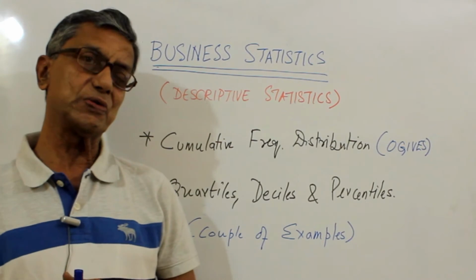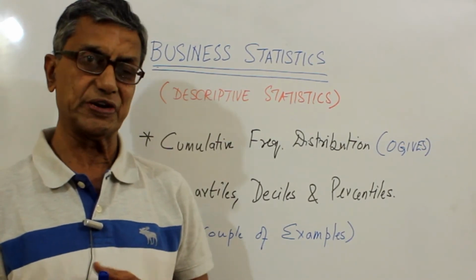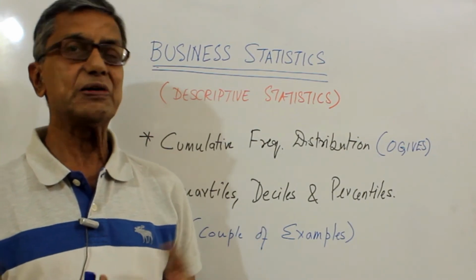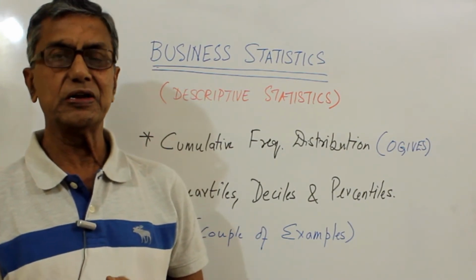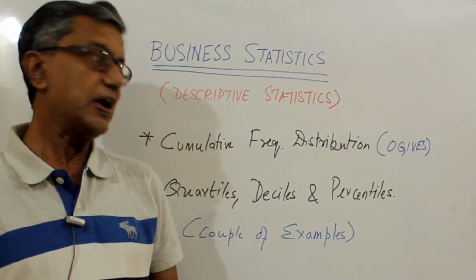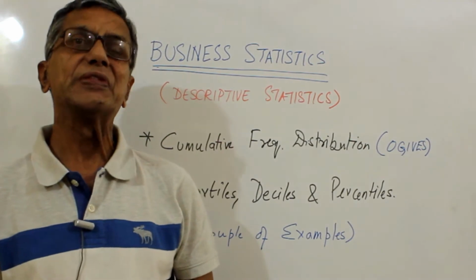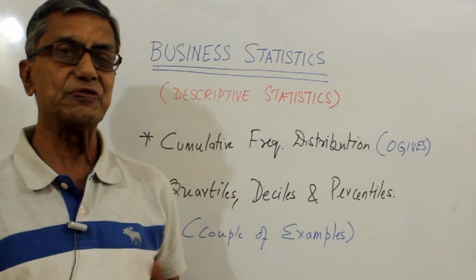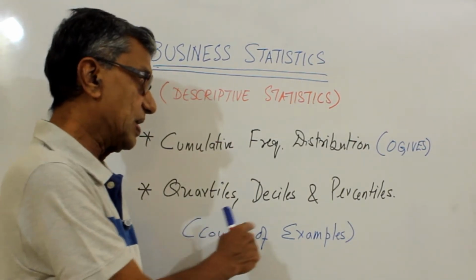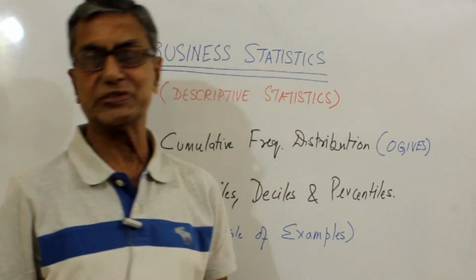There are two important ogives, the less than ogive and the greater than or more than ogive. We will understand them by way of the example I have taken about the employees in an organization. As far as quartiles, deciles, and percentiles are concerned, the entire bell curve is divided into 4 equal parts in quartiles, 10 equal parts in deciles, and 100 equal parts in percentiles.